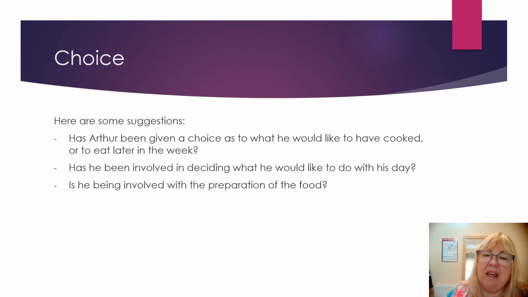So has he been given a choice as to what he would like to have cooked? Maybe he wants something else cooked later on. Maybe you could buy in some food for him so the carer isn't always cooking. There's lots of prepared meals you can buy now, which some people quite enjoy. Has he been involved in deciding? Is that what he wants of the carer? Or would he rather, as I said, get some meals?